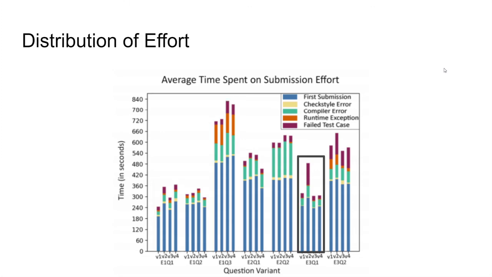Moving to our third dimension, while we use it for informational purposes, we can use the distribution of effort to narrow focus. In particular, here we see considerably more effort spent resolving a failed test case in variant 2, count odd. Using these results, we can now see the inequalities of observed student performance that exists among question variants.